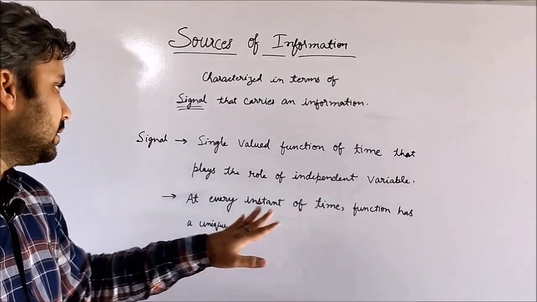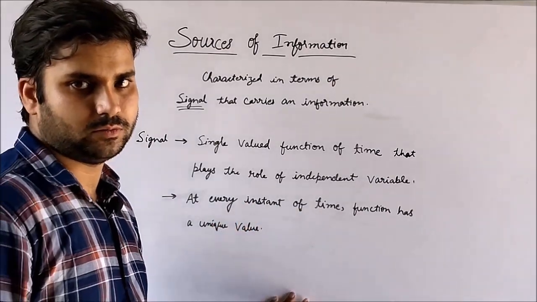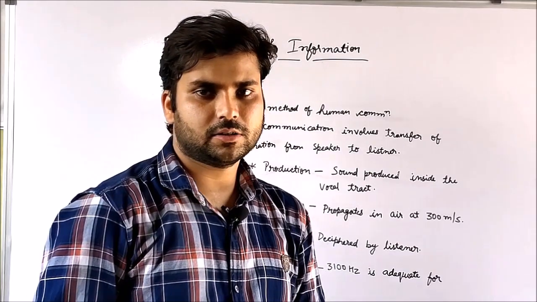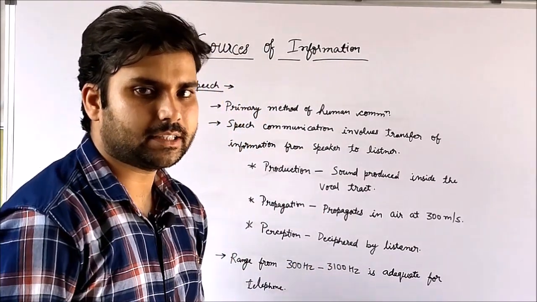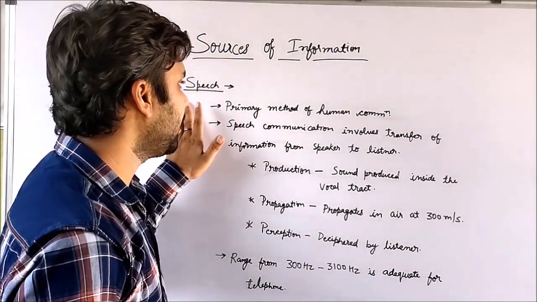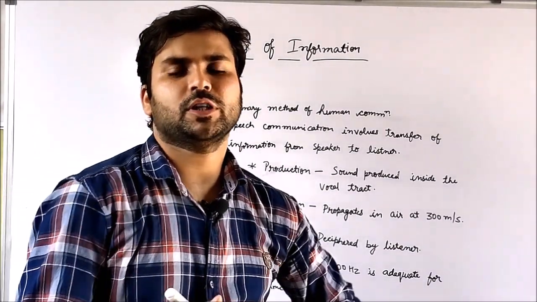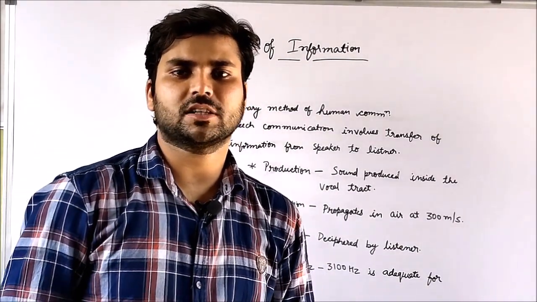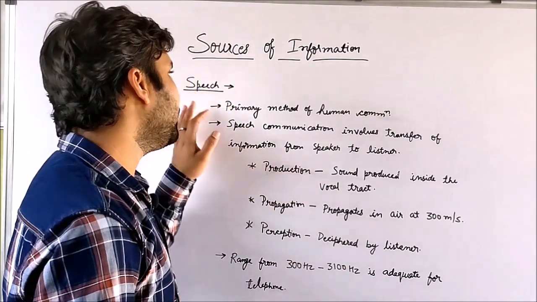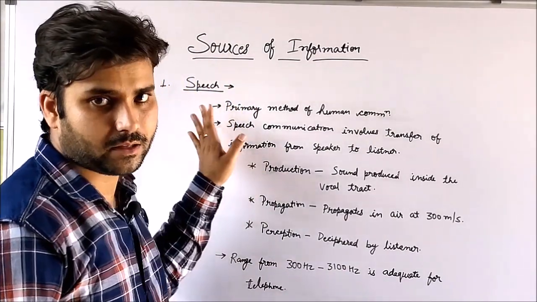Okay, it has a unique value. So let us see one by one the sources of information. Let us start with the speech. Speech is the primary method of human communication. We human beings communicate with each other through our speech, isn't it?